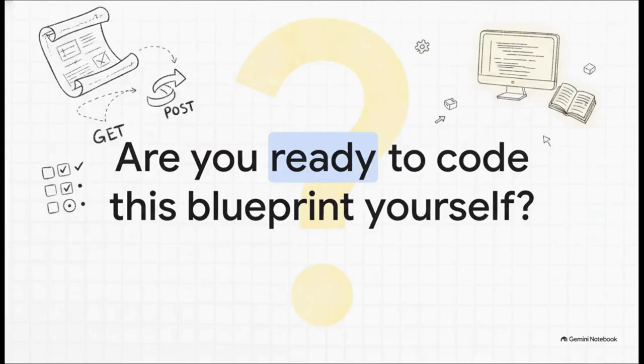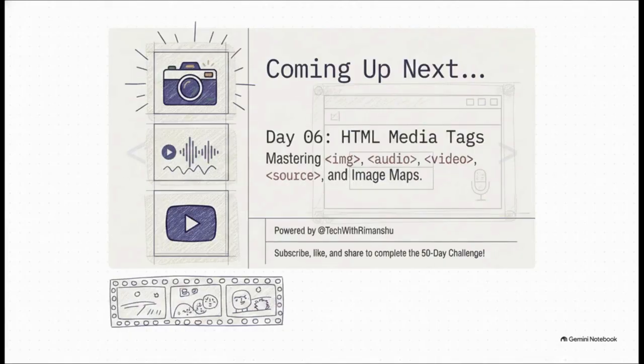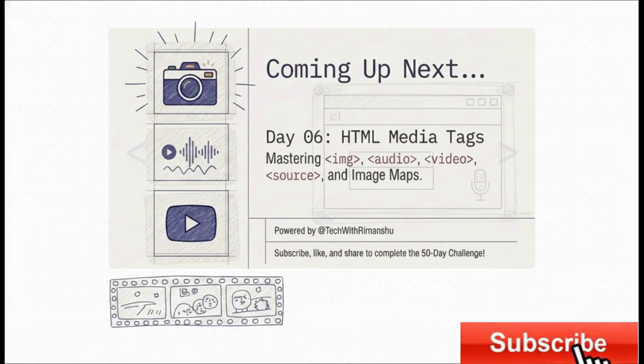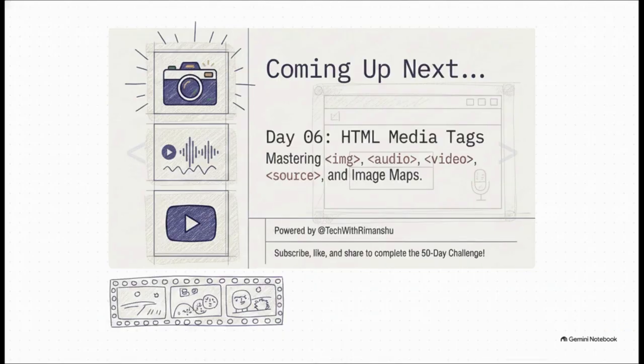So the blueprint is laid out. The logic of get versus post is clear, you know exactly which tags to use, and you totally understand how to control user selection. The only question left is, are you ready to fire up your code editor right now and build it yourself? Once you've successfully conquered forms and validated your code in the browser, be sure to join us for our next explainer. We'll be moving on to day 06 of the challenge, where we're going to master HTML media tags. We'll learn how to inject audio, video, and rich imagery directly into your pages.